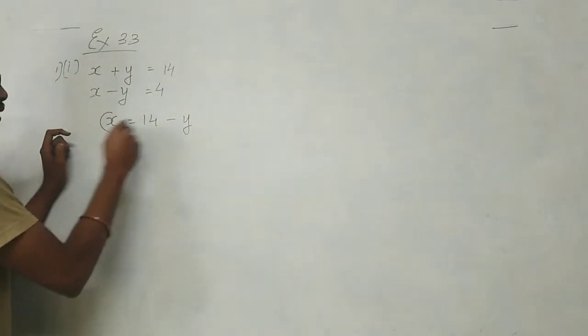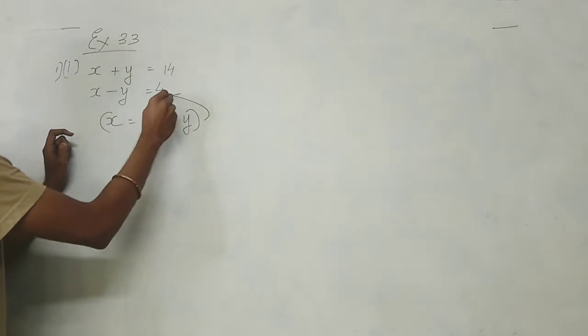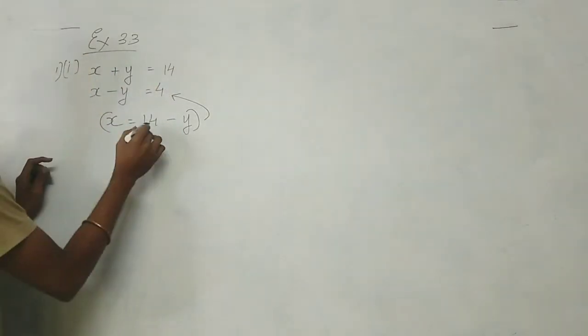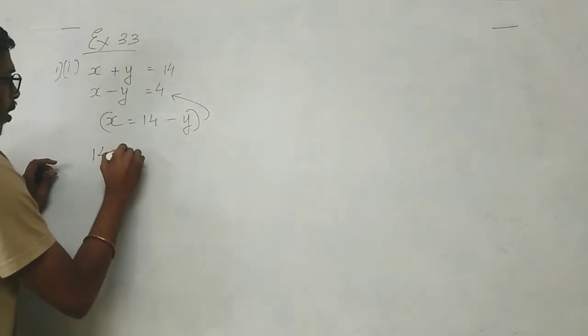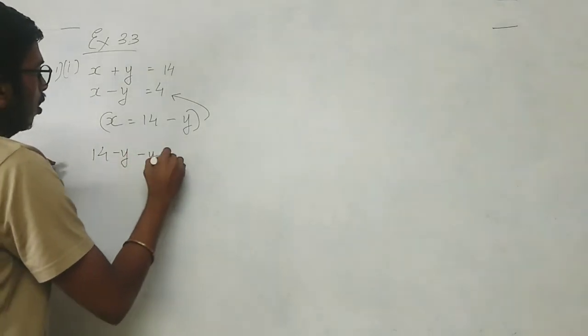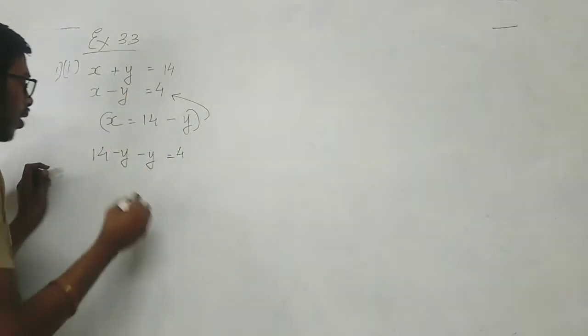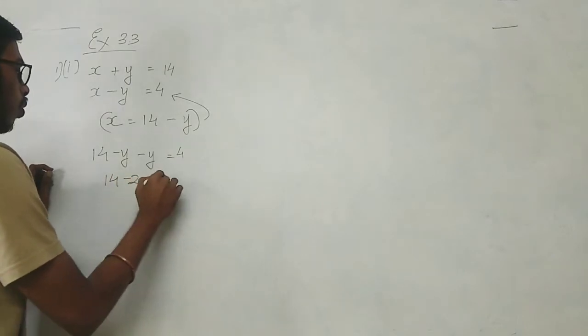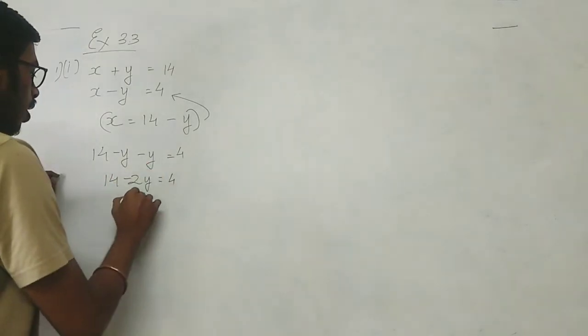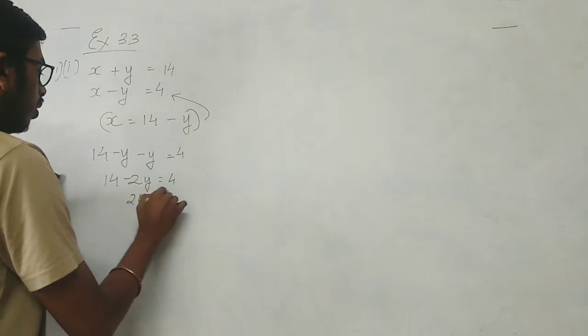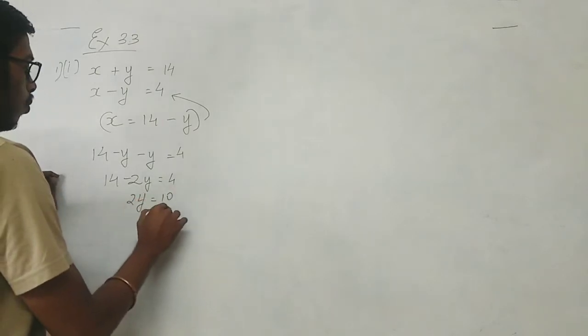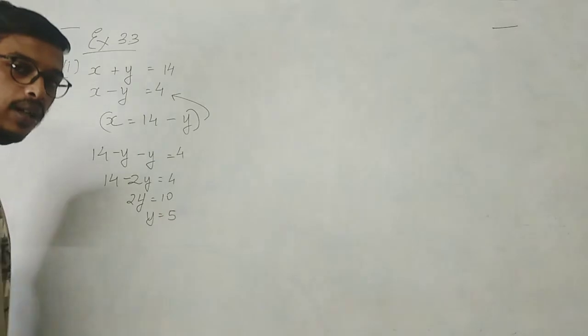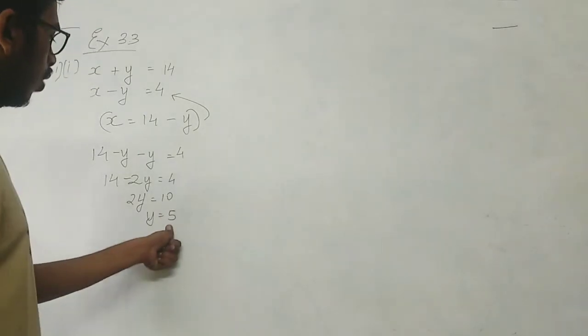Therefore I am substituting this x in the second equation. It will become 14 minus y is equal to 4. That's it. So 14 minus 2y is equal to 4. 2y is equal to 10. y is equal to 5. I found the value of y. I know the value of y now.